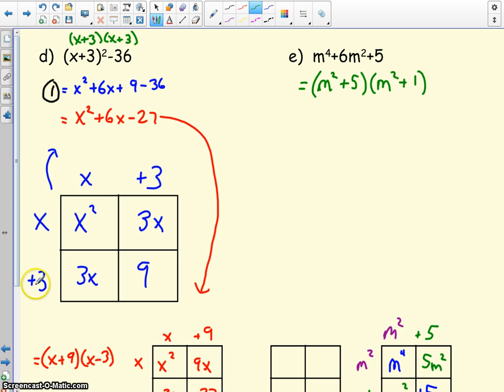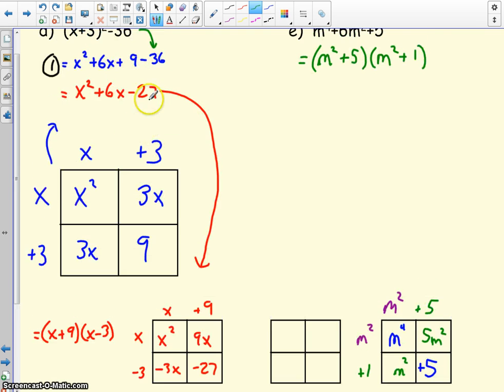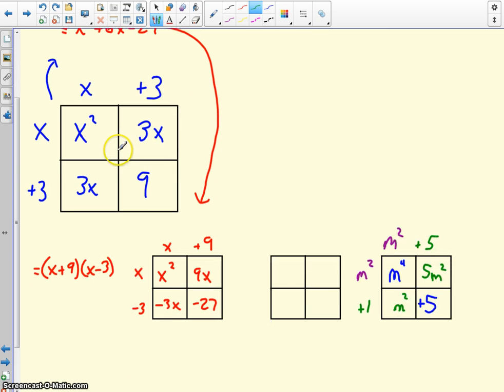I had x plus 3 times x plus 3, filled in my array with multiplication, so I wound up with x squared plus 6x plus 9, and that minus 36 just carried down. So once I collected my like terms, I got x squared plus 6x minus 27. Once that finished, what's here is what we call a simple trinomial because the a value here is 1. When I threw that into my array, I'm looking for two numbers that multiply to negative 27, but added to 6. So that was 9 and negative 3, and I get x plus 9, x minus 3.